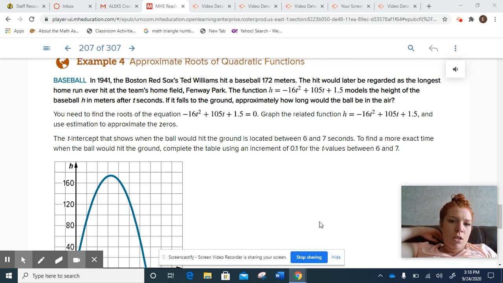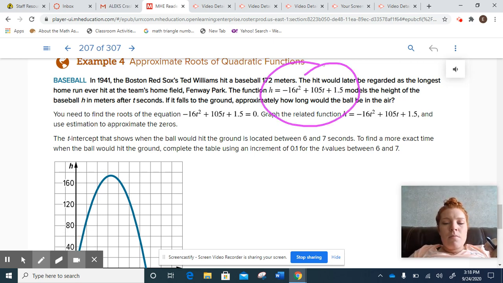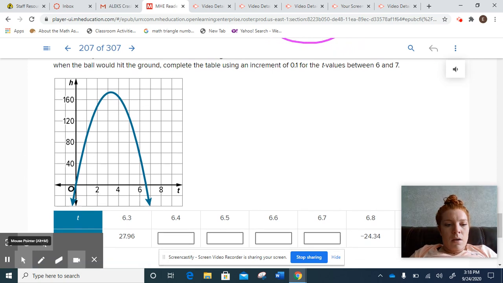But this one gives you a method in case this is the only way you remember how to solve it. So we have a situation where this person hit a baseball 172 meters. We have the function that's modeled by the height of the baseball right here. Okay, but when you graph it, it doesn't have zeros that hit exact. So you can kind of see it here. Obviously, we are focusing on this area right there.